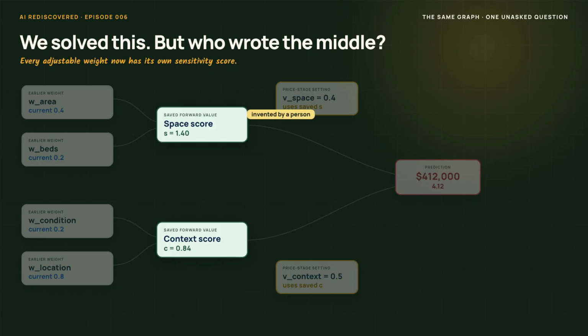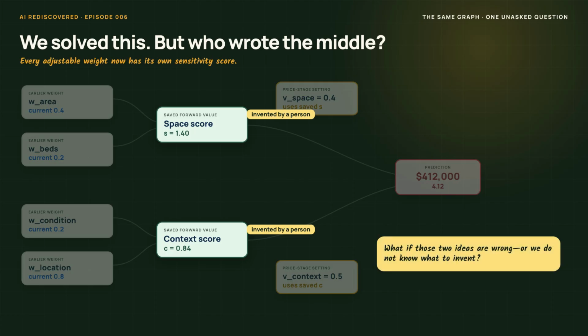Someone still had to invent those two ideas. A person decided that floor area and bedrooms belong together, and that condition and location belong together. That was a guess. What if those ideas are wrong for this housing market? Or worse, what if we do not know what useful ideas to invent at all?